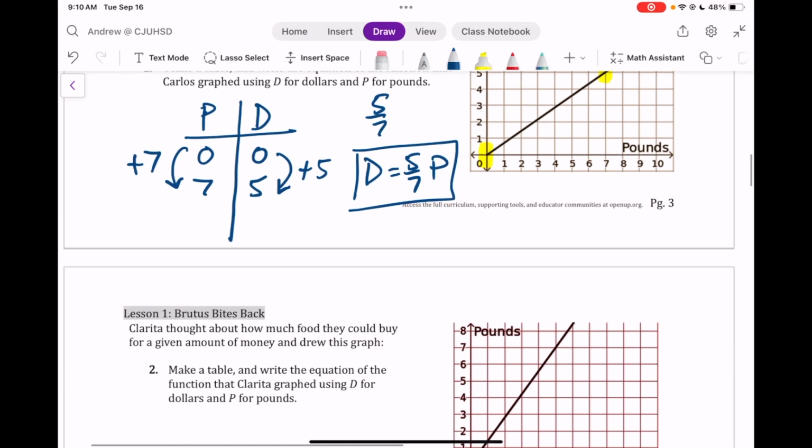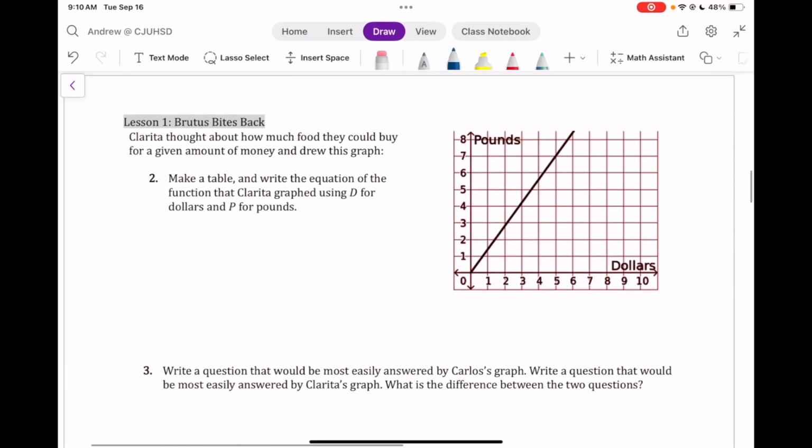Now in number 2, Clarita's going to reverse that idea. And she creates this graph. Again, we have (0, 0) is clearly on the line, and (5, 7) is clearly on the line. But now notice that the x-axis is dollars. So D first, and then pounds second. Dollars is now independent. Pounds is dependent.